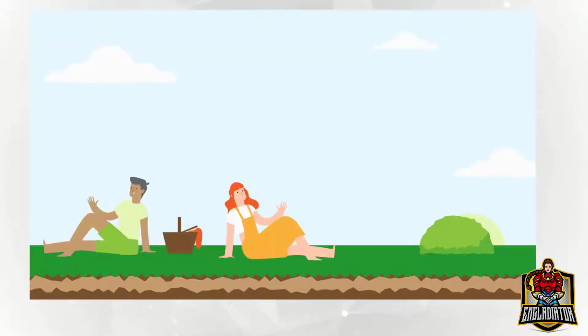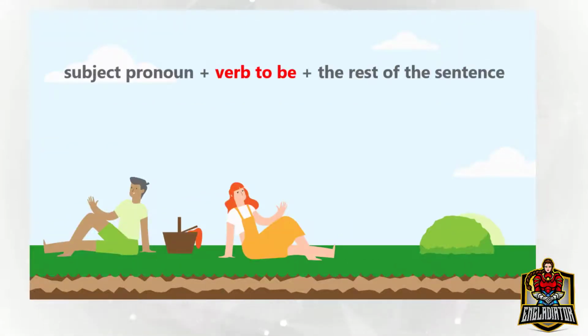To put the sentence in the present form using the verb to be, we have to start with the subject pronoun plus verb to be plus the rest of the sentence. For example, I am happy. Here, I started the sentence with the subject pronoun I, followed by verb to be am, and the rest of the sentence happy.